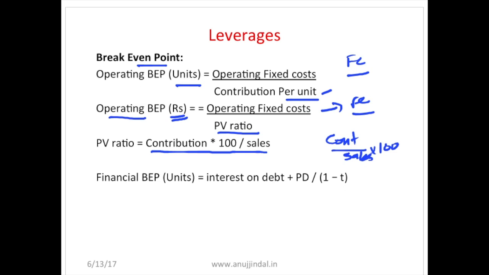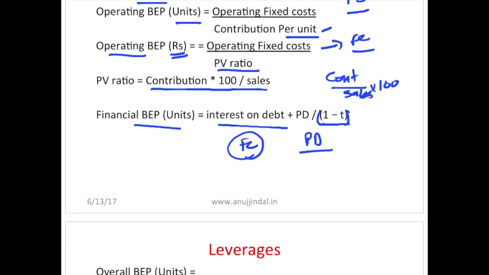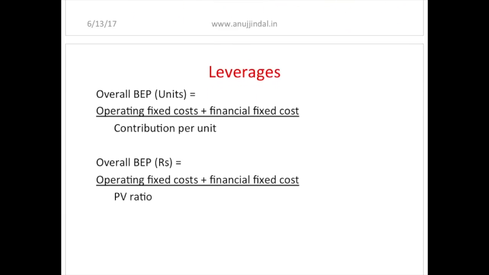Next is financial break-even point. Financial break-even point in terms of rupees is interest on debt, again a fixed cost, plus preference dividend divided by 1 minus t. So you're removing the tax disadvantage. Preference dividend is again a fixed kind of cost, because every organization making a profit has to give a certain amount of preference dividend as a mandatory requirement, and therefore financial break-even point is interest on debt plus preference dividend divided by 1 minus t in terms of units.